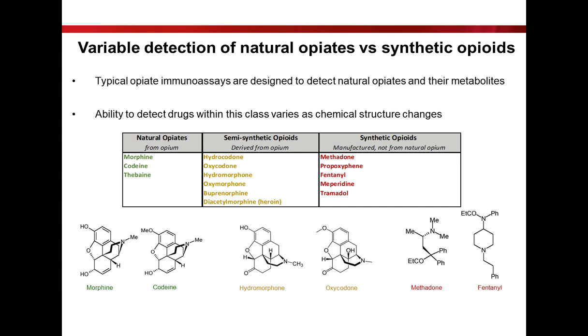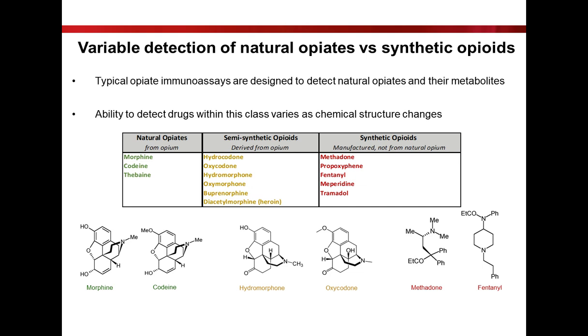Then there are the semi-synthetic opioids. These are not exactly derived from the plant, but they have the same chemical backbone that's been modified to modulate their biological activity. These are your hydrocodone, oxycodone, hydromorphone, etc., listed in gold in this table, and their chemical structures are shown in the middle of the slide. Just by looking at these, you can see that their structures are very similar to the natural opiates, which we would expect.